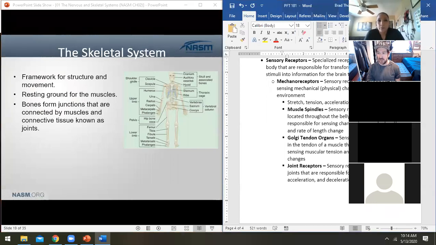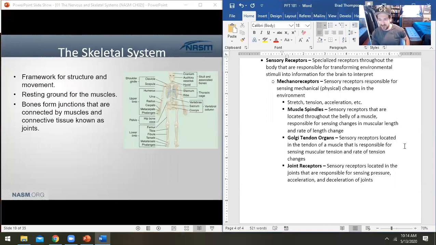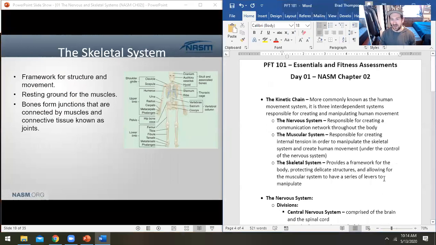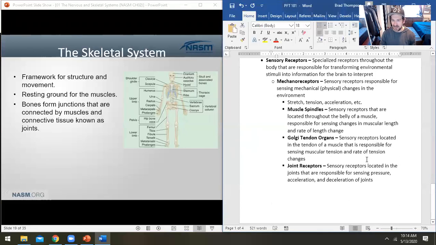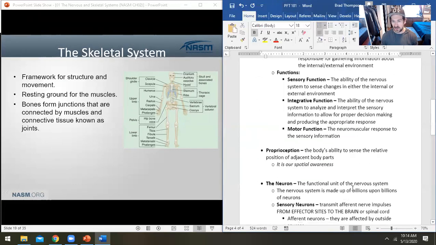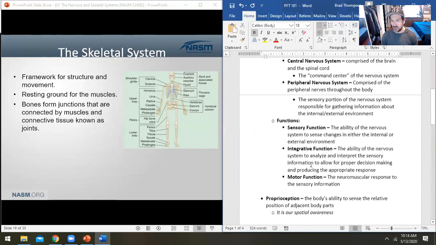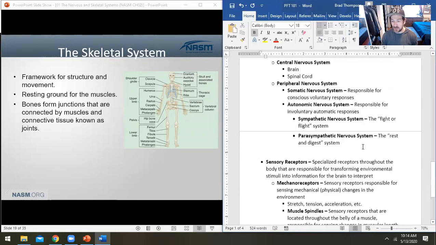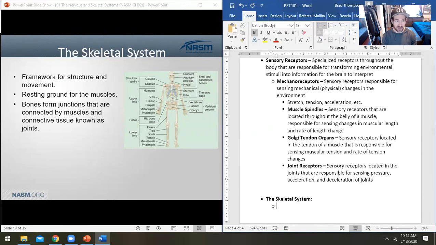Cool. Moving on. Let's look at the bones. So all the way back to the top here, we're looking at our skeletal system next. So the skeletal system is also going to be kind of divided, right? If we look at our divisions of the skeletal system, you're going to see two primary divisions here.